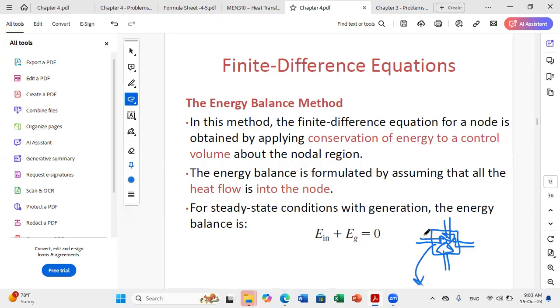Okay, and since we are working in steady state conditions, the general equation will be E in plus E generated equals 0. And in case you have no generation, then the equation will be the summation of E in is 0. Of course, you should have something out. So any flux that is coming in should have on the opposite side a flux that is getting out in order to do the balance. That is, when you do the sum of E in equals 0, some of these will be positive and some will be negative in order to cancel out.